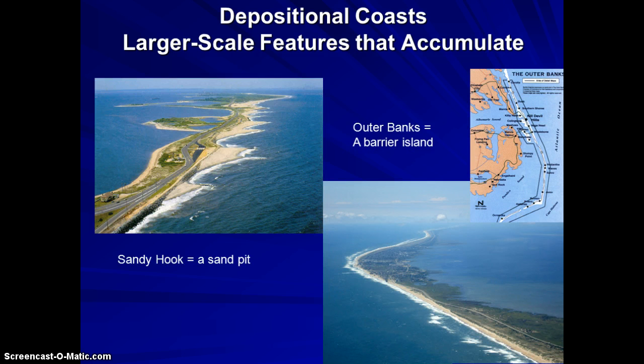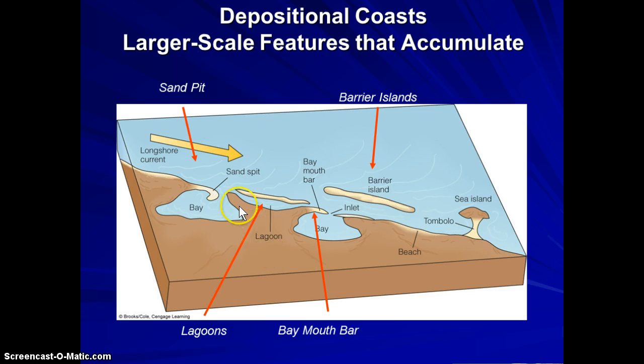But what are some examples of these depositional coasts? So Sandy Hook, if anybody's familiar with Sandy Hook in New Jersey, is actually a sand spit, just like we saw right here.